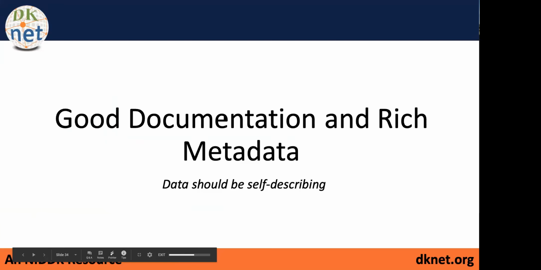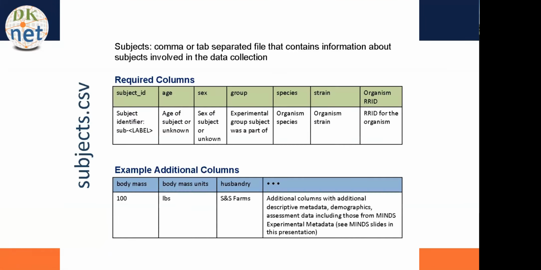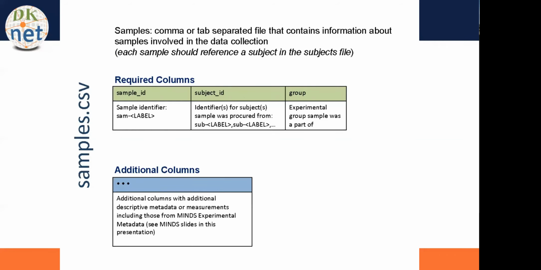Here I'm going to talk a bit about good documentation and rich metadata. Data should be self-describing. So again, within the subjects files, you're going to have certain required things: the ID, age, sex, group, species, strain, and then, for example, the RRID. And then there are additional columns. So for example, husbandry: where did you get the animal? What is the body mass of the animal? So for example, if you're doing heart studies in pigs, you need the body mass, you need the units, and you need to know where you got the pig from. And so, those are additional types of information you might need to add.